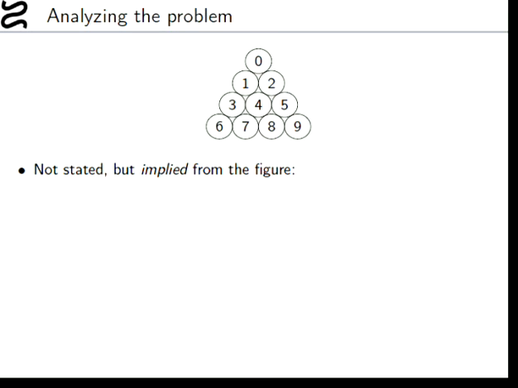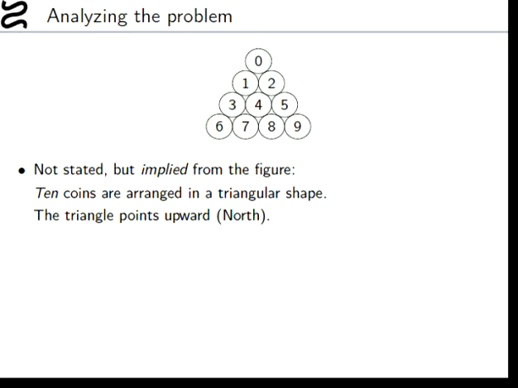The problem statement does not mention or state certain facts that are relevant to get a solution. But these relevant facts are implied or can be inferred. For example, just looking at the figure tells us that the triangle is made up of 10 coins. Another inferred or implied relevant fact is that the triangle points in the northern direction, or upward.